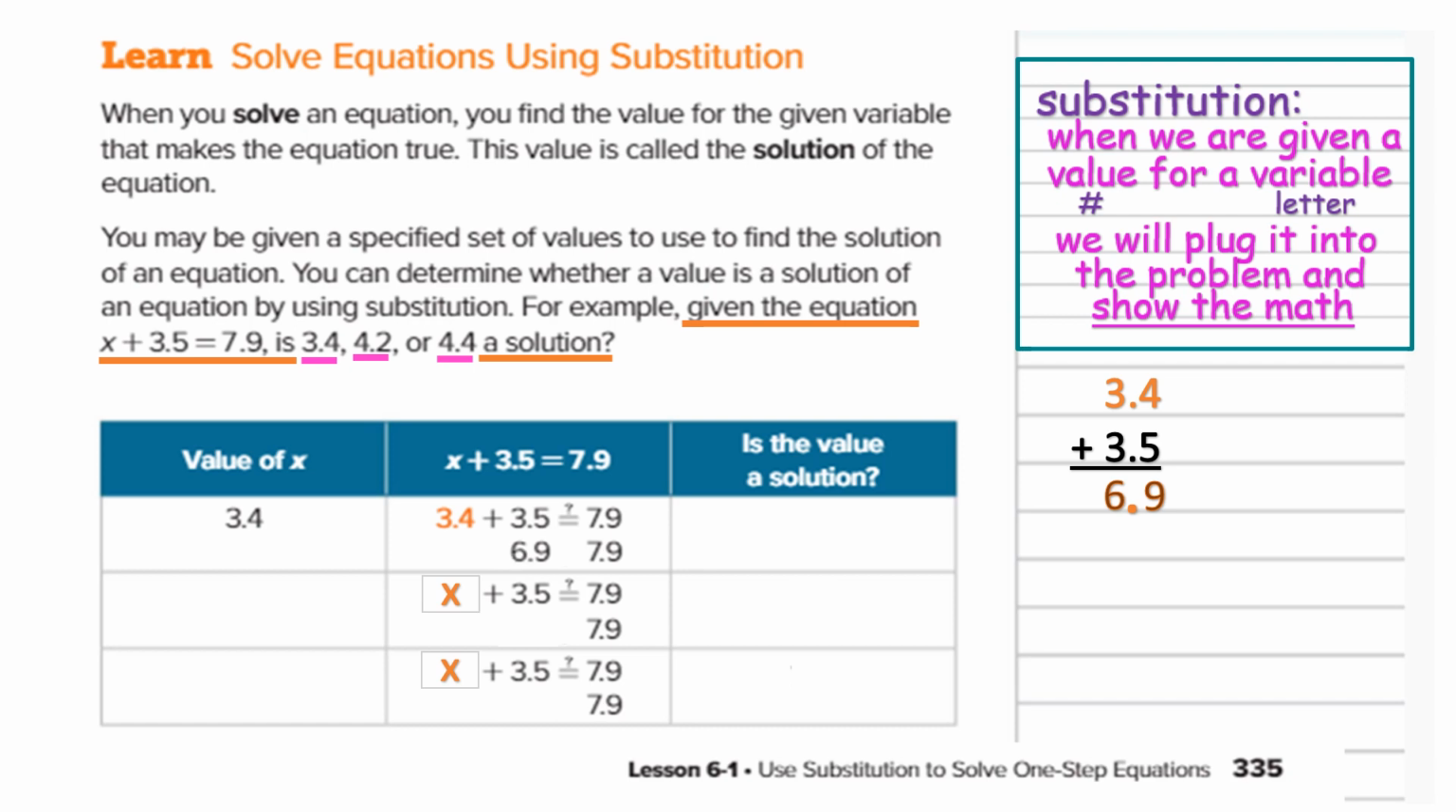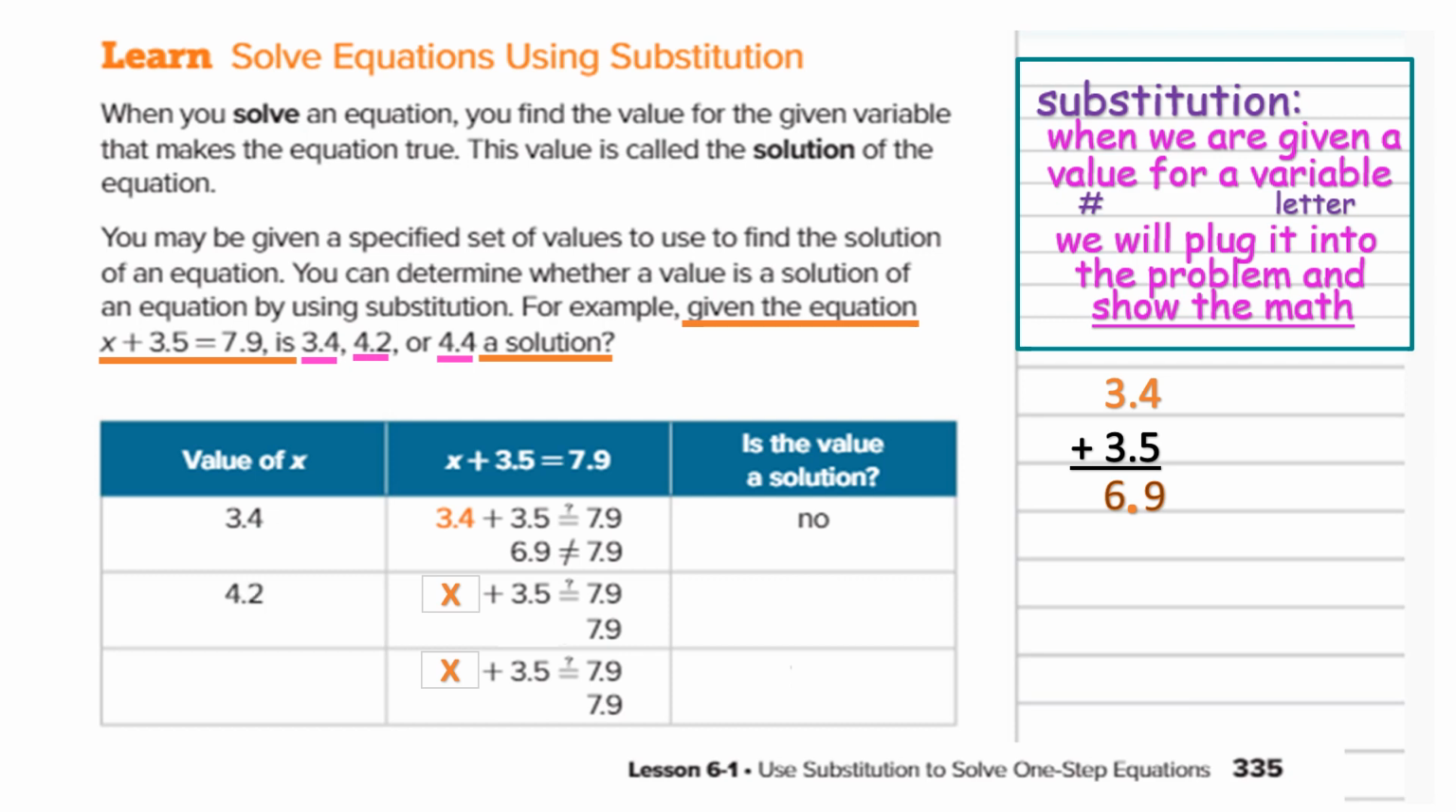6.9 equal to 7.9? No, it's not, right? So those are not equivalent. Once again, that equal sign with a slash through it means it's not equivalent. We just simply say, no, it's not a solution. It does not give me a balanced equation on the left and right. So now we have to do another math problem.